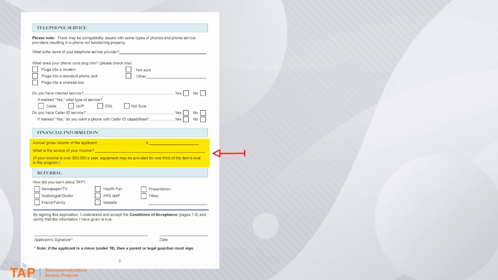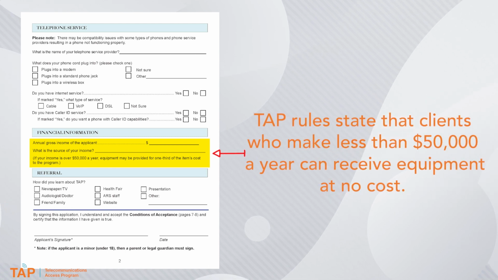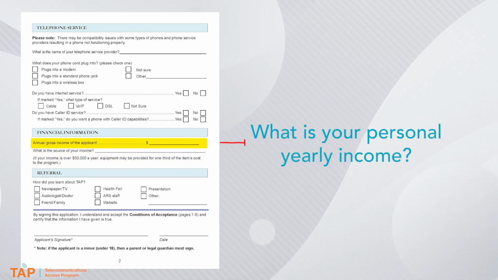The next section requests financial information. The rules governing TAP state that we can distribute telephones and telephone equipment at no cost to clients who make less than $50,000 a year as an individual. We do not need to know your household income information, only your personal income.